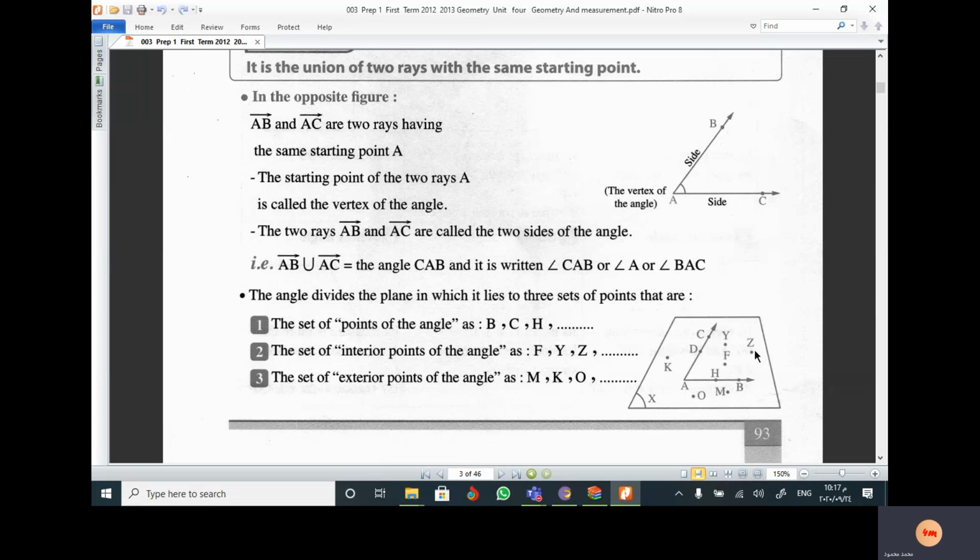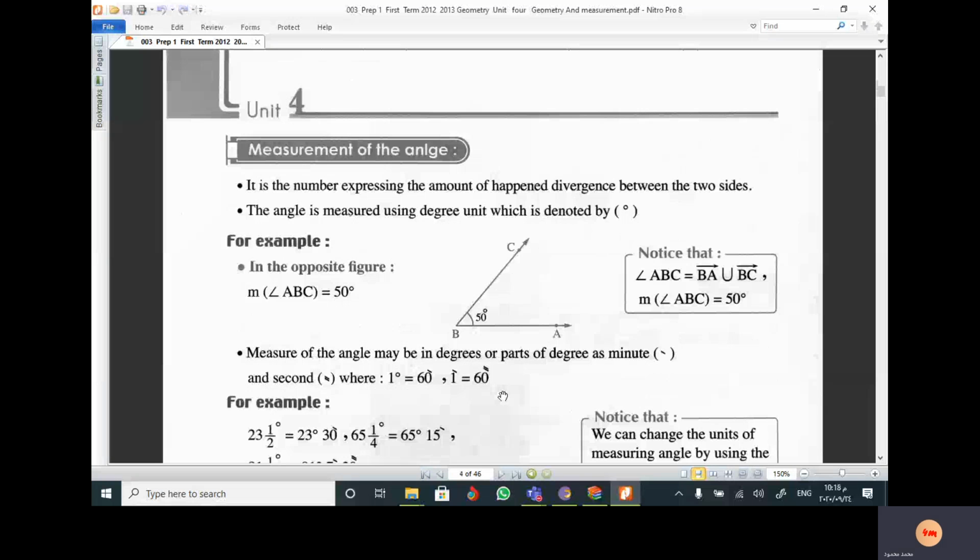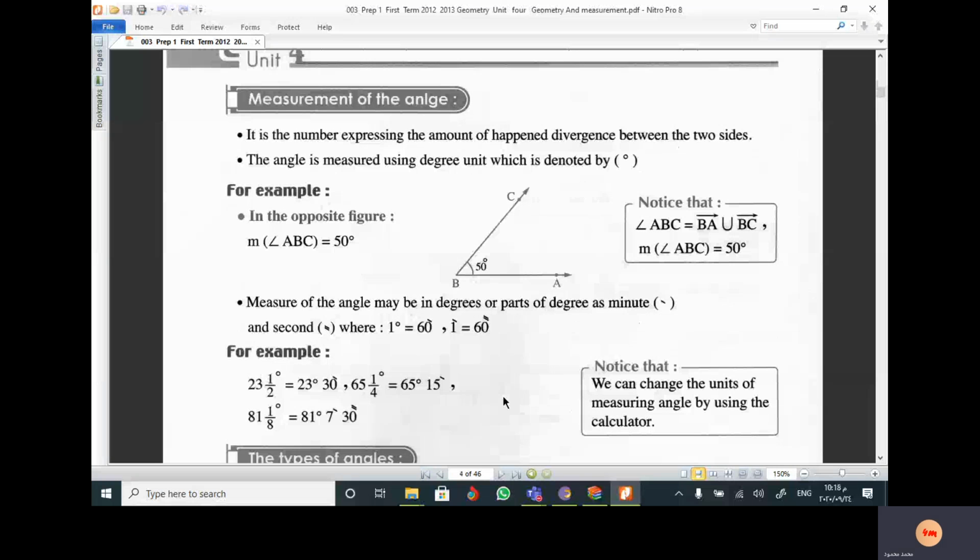Points in the exterior of the angle, like K, O, M. The exterior is outside, interior inside. The points on the angle are points of the angle. It's the number expressing the amount of divergence between the two sides.